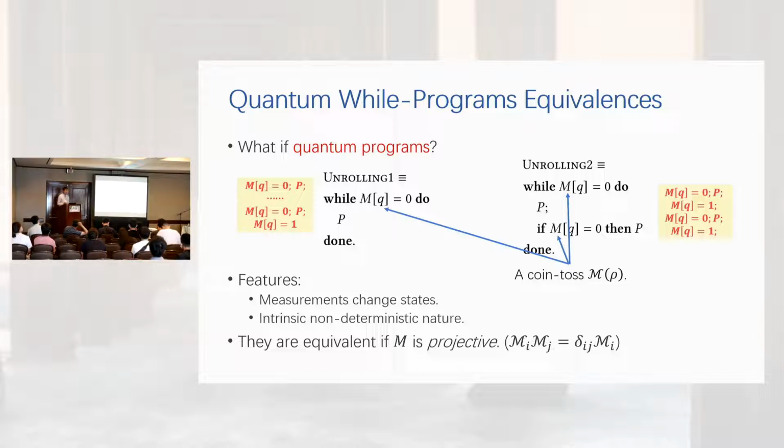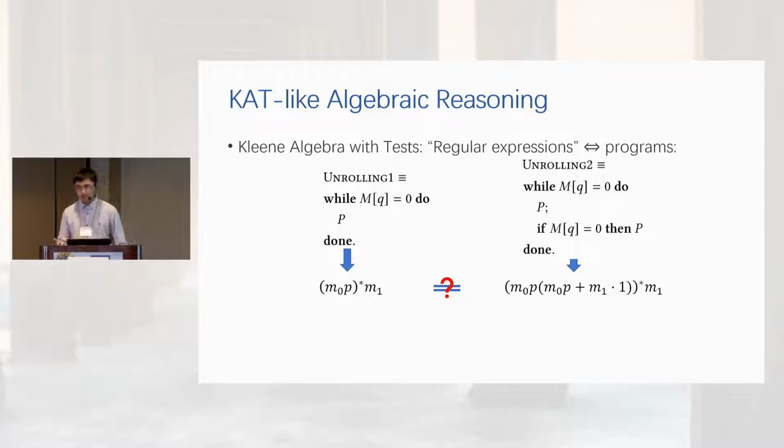Our goal is to find a way to investigate whether two quantum programs are equivalent. For classical program equivalence, there's a well-studied approach called Kleene algebra with tests, abbreviated as KAT. KAT basically encodes programs into regular expressions and uses a set of axioms to derive an equation and show the equivalence of the programs. The encoding is also suitable for quantum programs, since quantum programs have similar program constructs compared with the classical ones. For example, we can use a Kleene star operation to encode the while loop in the unrolling 1 example.